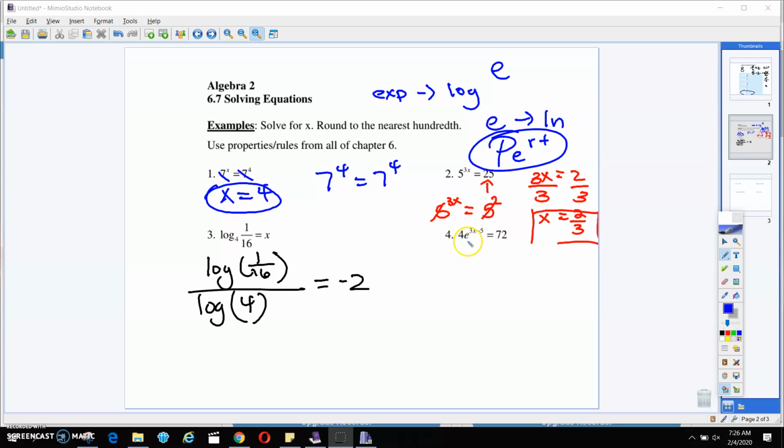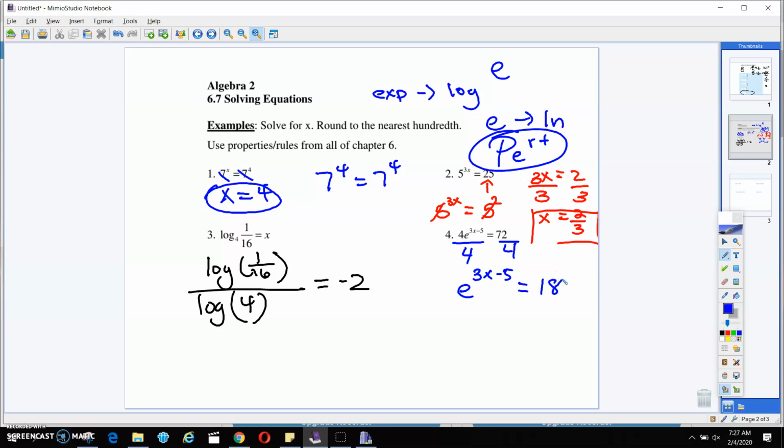So we're going to divide by 4 on both sides, and the reason why is because I'm trying to isolate x. It gives me 18. So this is going to be e to the 3x minus 5 equals 18.